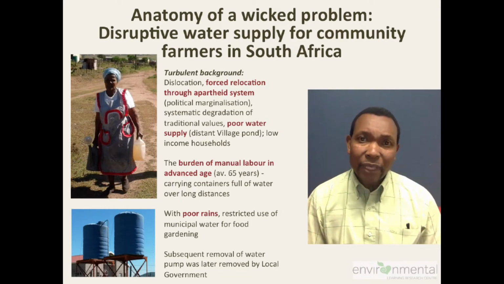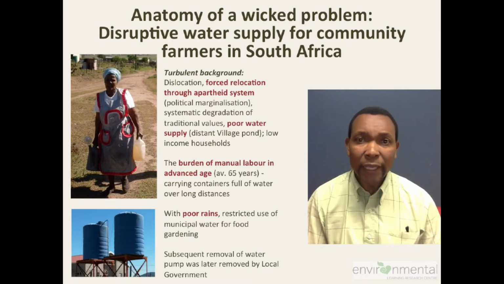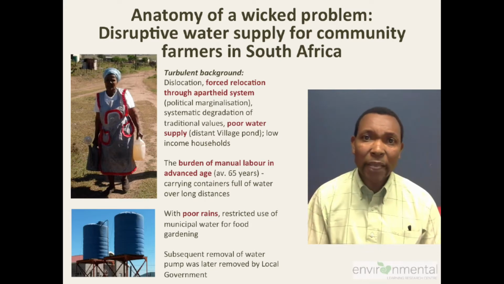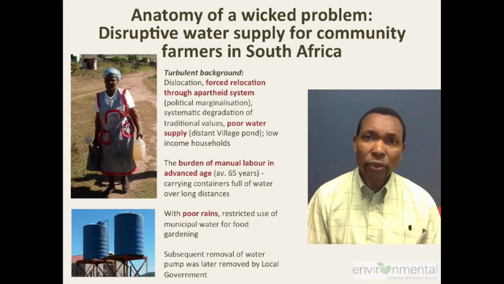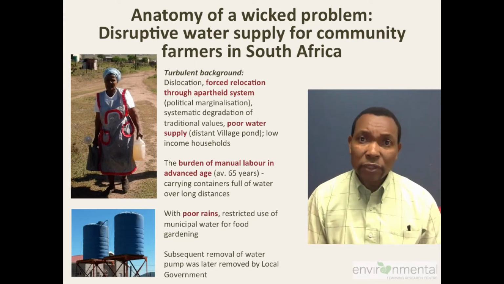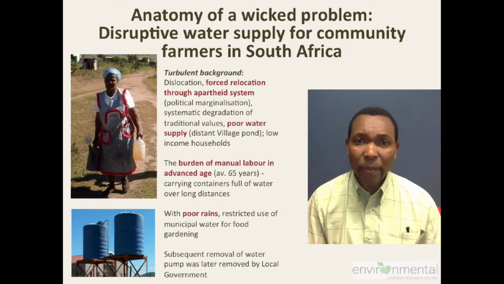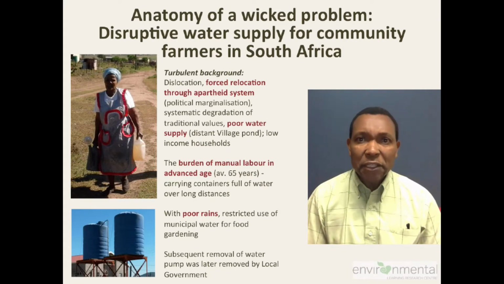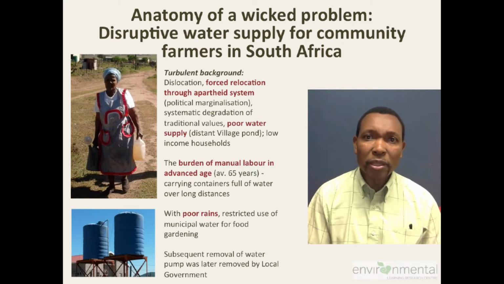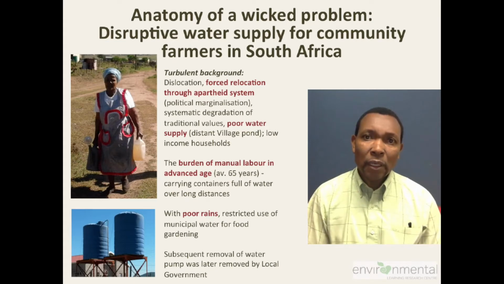Now, in 1994, the fortunes of these farmers changed when they entered into democracy, when they were supplied with a diesel pump to get water from underground into raised water tanks, to gravity feed water to their garden through pipes. Unfortunately, their fortunes changed again in 2013 when their pump was removed by the municipality. So this complicated their problem and introduced complexity to it.